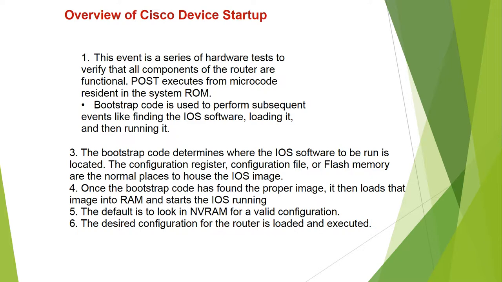The configuration register, configuration file, or flash memory are the normal places to house the IOS image. Once the boot strap code has found the proper image, it loads that image into RAM and starts the IOS running. The default is to look in NVRAM for a valid configuration. The desired configuration for the router is loaded and executed.